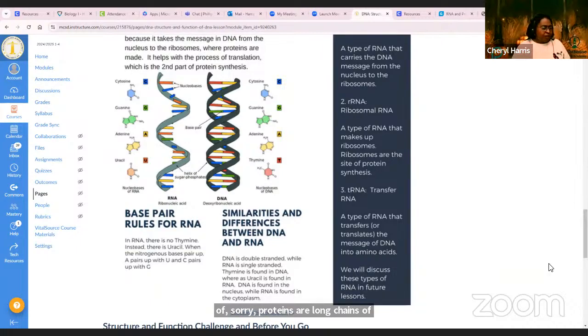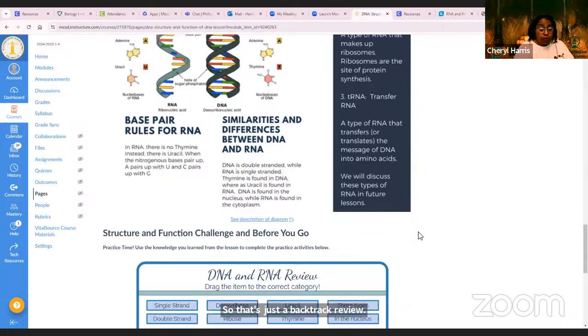I always like to think of it like a string of pearls. So you think of these little round things, because they typically represent amino acids as little circles. So when you link them together, they look like a string of pearls. And then once you finish that string of pearls, that is your protein. That is the protein that the DNA said to make. And then that protein can go off and do whatever it's instructed to do. Okay. So that's just a backtrack review of what we should know so far.